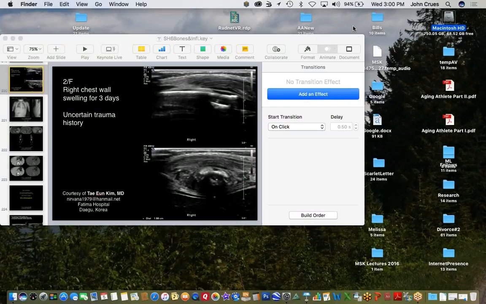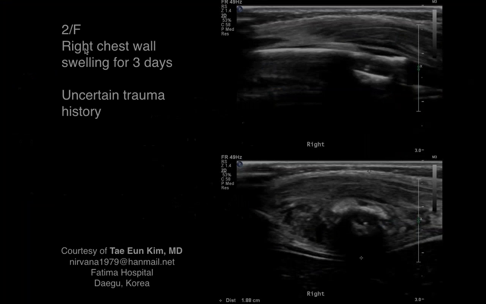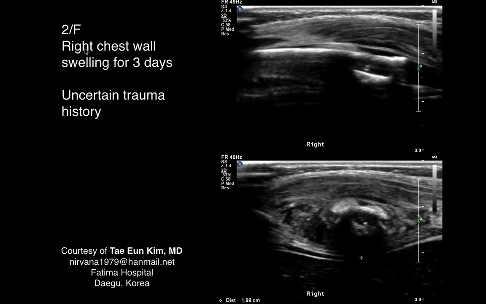So let's go ahead and finish a few loose ends here on the shoulder. Some things that were a little bit confusing a few days ago. So let's start here. Jeff, why don't you take this case?